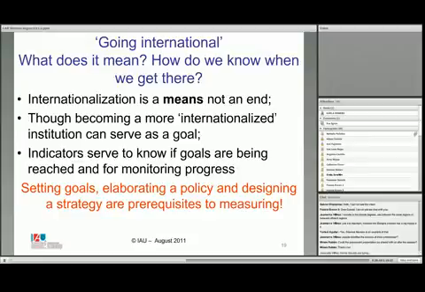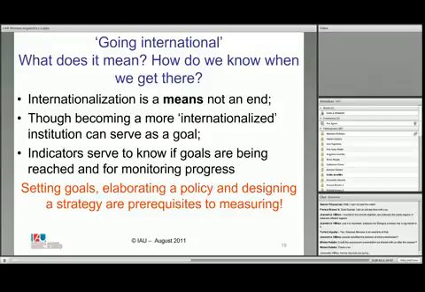So now let me turn to going international and how do we know when we have become international. So let me turn to the indicators and to measurements. The first thing I would say is that for the most part, internationalization is not an end in itself. It is a means. Usually, it is a means to improving quality, to providing a better academic environment, to improve the capacity to research, to undertake work that is not possible otherwise, etc. But it is not an end in itself. However, when you want to establish measurements and indicators, you can set as a goal to become a more internationalized institution. So in that respect, internationalization can serve as a goal.